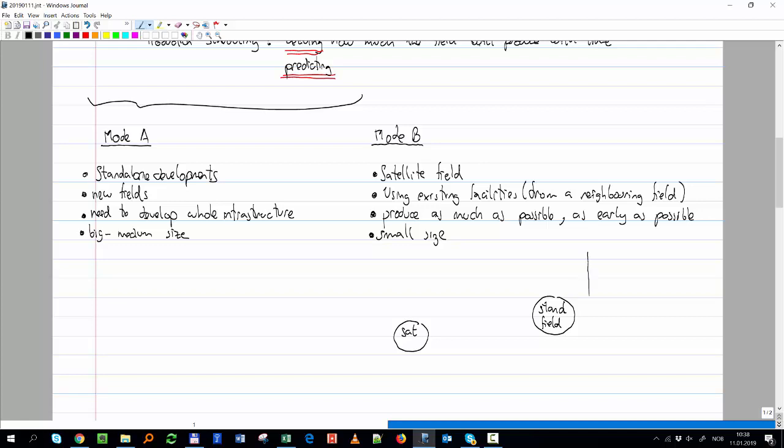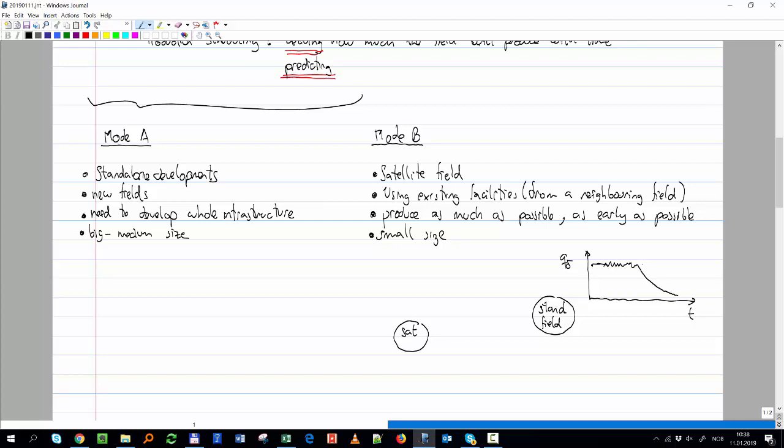Let's say that this standalone field, we know that they normally produce in plateau, right? Let's say Q oil. They're normally producing in plateau. And after some time, they start to decline, right? Decline is always something that happens.